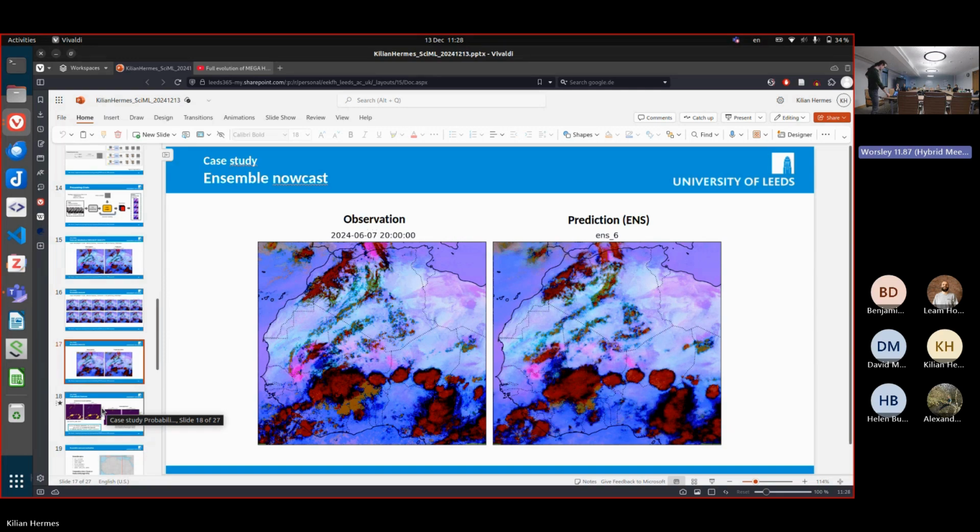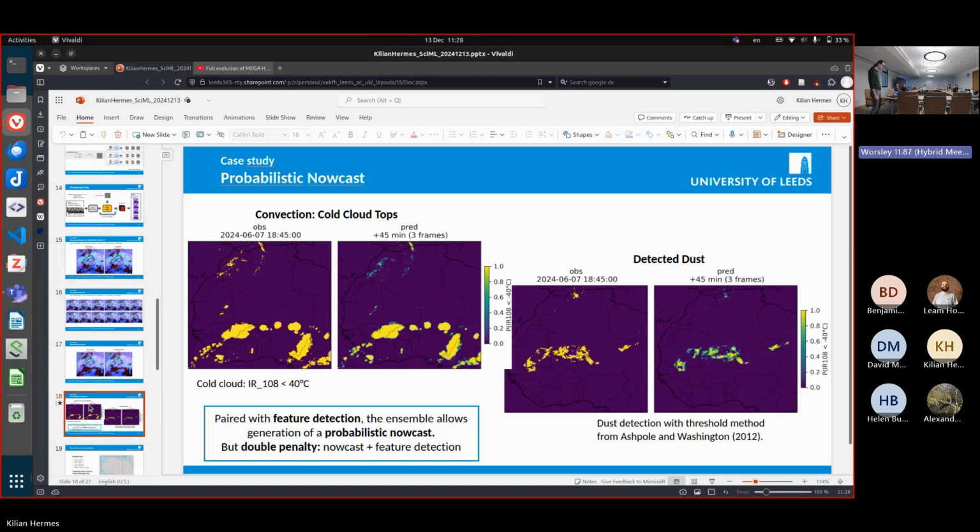We select features, so we basically get binary masks. We take that from all ensemble members and average over the ensemble. We get something like this. On the left, the cold clouds, and on the right, the detected dust, dark red, and this is anomalously pink.